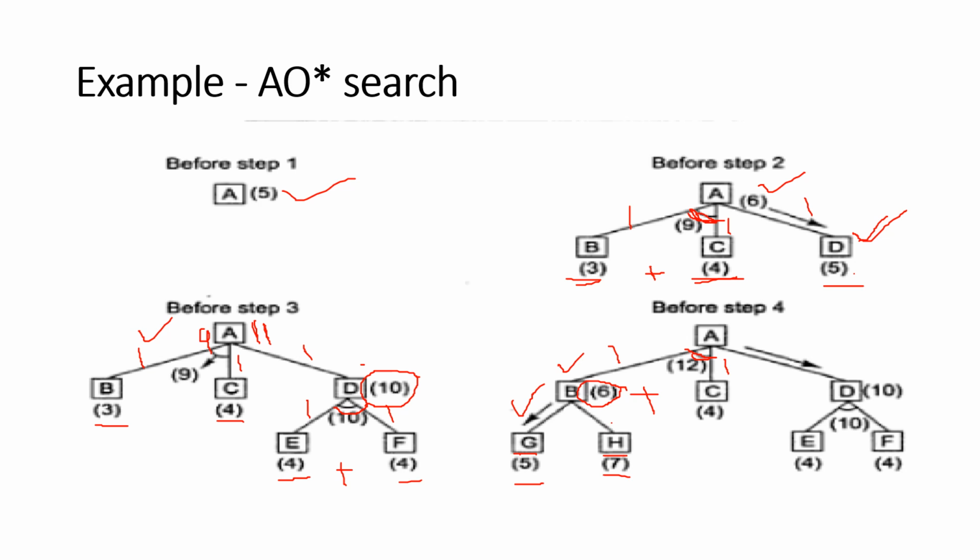And when you are choosing D, it is 11. So now this is the lowest, by solving D. So we are again expanding E and F. We will continue like this.